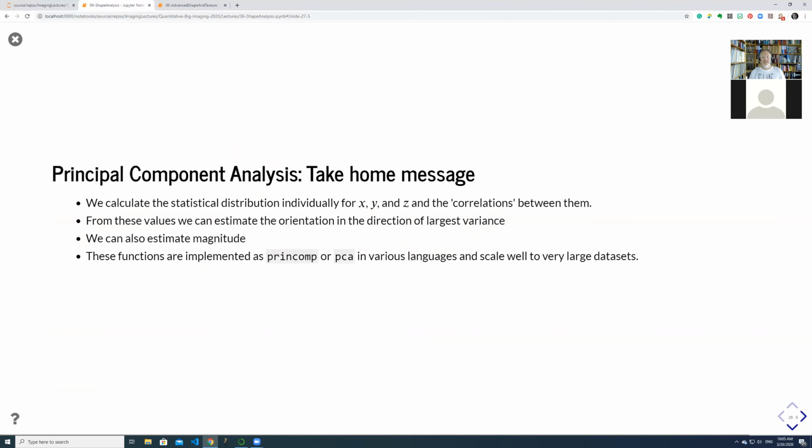So we can use it to calculate the statistical distribution of positions and correlations between them. You can use it as a data reduction tool, and with that we can also estimate magnitudes and sizes of the object. This is also a tool that's already implemented, so you don't have to do your own covariance matrix computation, and you don't have to do the eigenvalue decomposition. It's already a prepared tool that you can use directly.